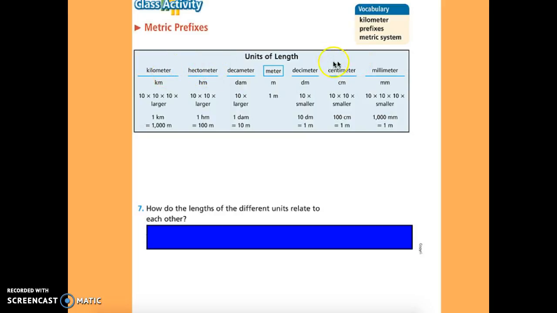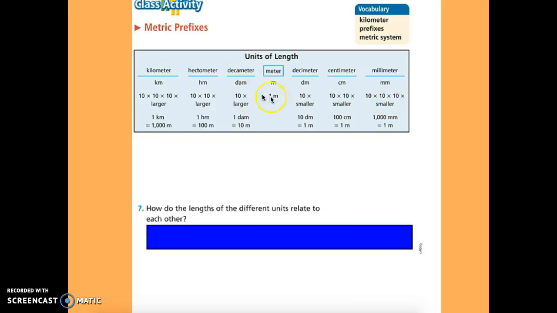Okay, so we look at this chart, and we want to figure out how do the lengths of the different units relate to each other. And I want you to look here, and basically we'll start with meter. And when we go this way, a decimeter is 10 times smaller than a meter. A centimeter is 10 times 10 smaller than the meter. Okay, so you're noticing that it's getting smaller, right? Each time they're getting 10 times smaller from each other.